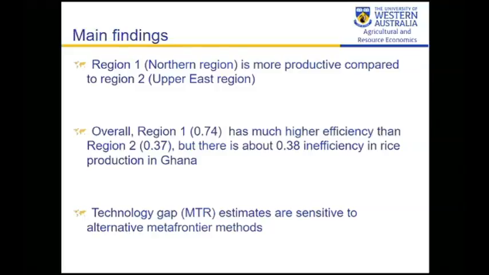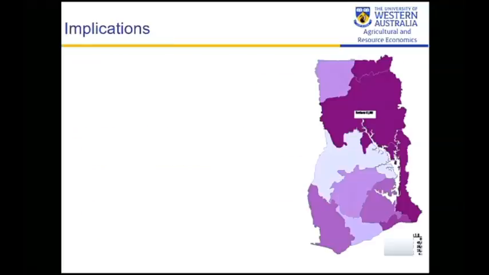But just a quick one on the policy implications. So that is the map of Ghana. We have the Upper East region, we have the Northern region, and I must say that the two regions constitute about 66% of overall rice produced in Ghana. So that's what makes this study quite interesting in the sense that whichever policy recommendations are drawn from the study are going to have a lot of effect on improving rice productivity in Ghana.